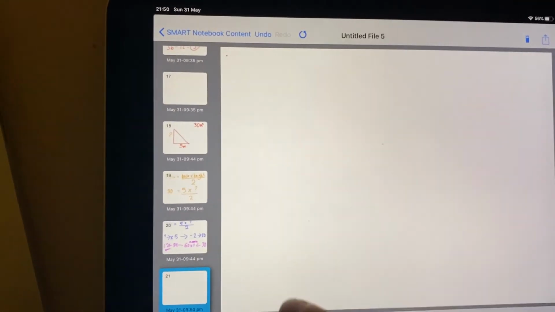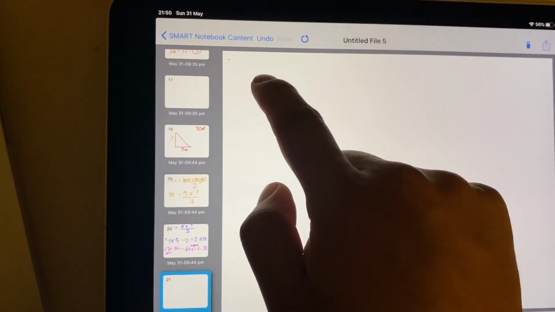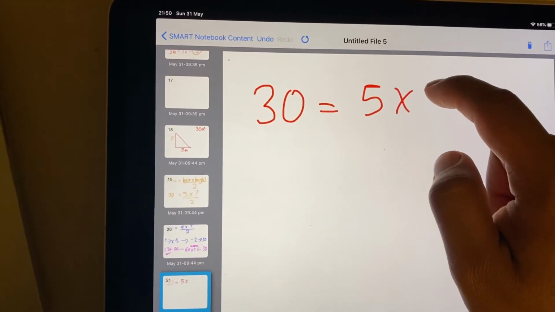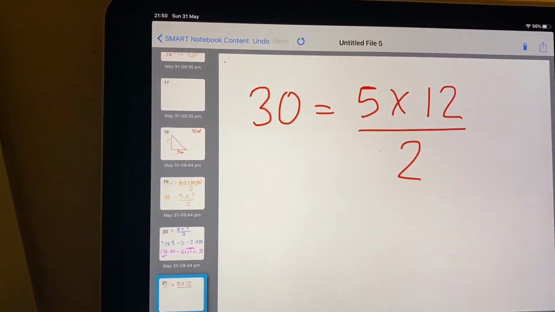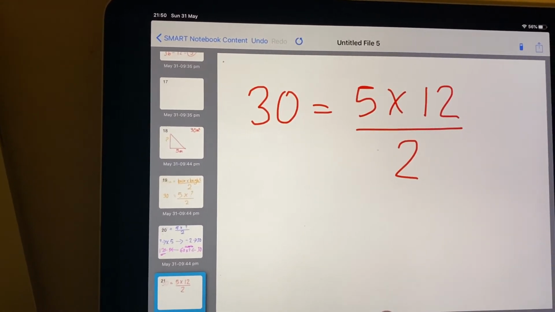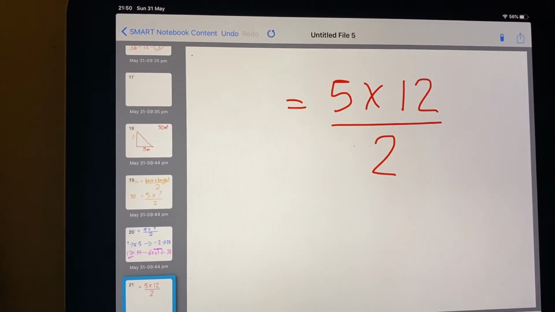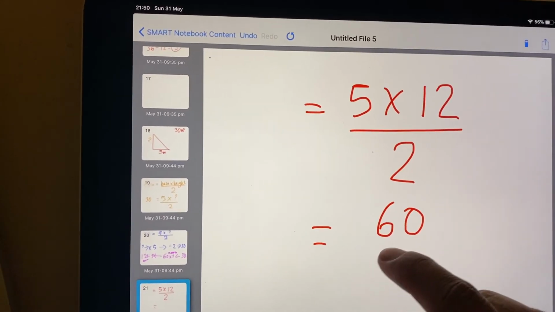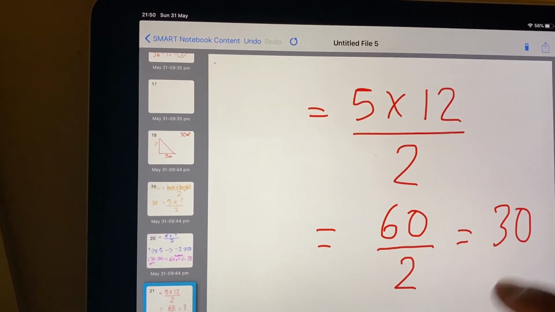So let's just plug that into the formula just to make sure. I'm going to put it back to, let's go to red. So 30 equals 5 times 12 divided by 2 equals 30. Let's check. Let's get rid of 30 for a second. So 5 times 12, which does give me 60. 60 divided by 2 gives me 30. Perfect.